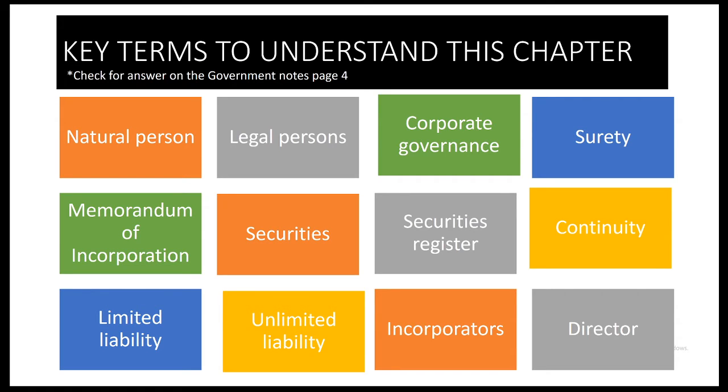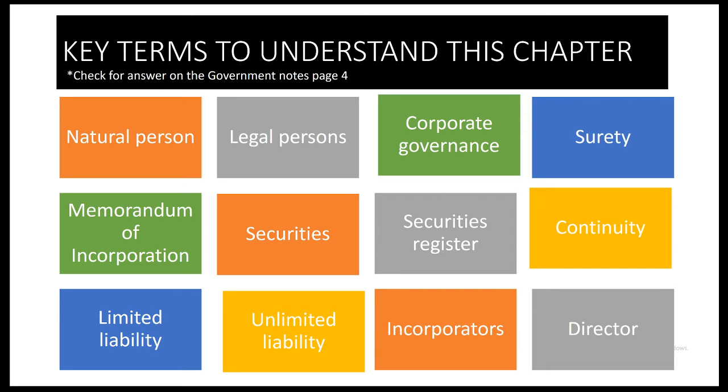Let's see. The first one is natural person. Now, natural person refers to any individual like you and me. We have our own identity document. A legal person refers to companies and organizations, and to have a legal personality means to be capable of having legal rights, like entering into a contract or being sued.